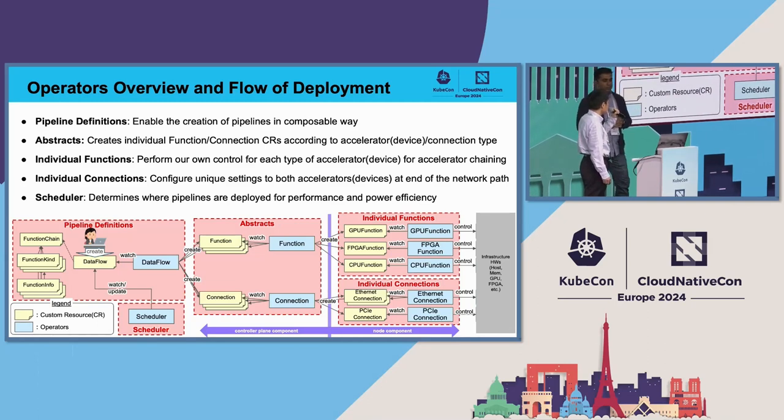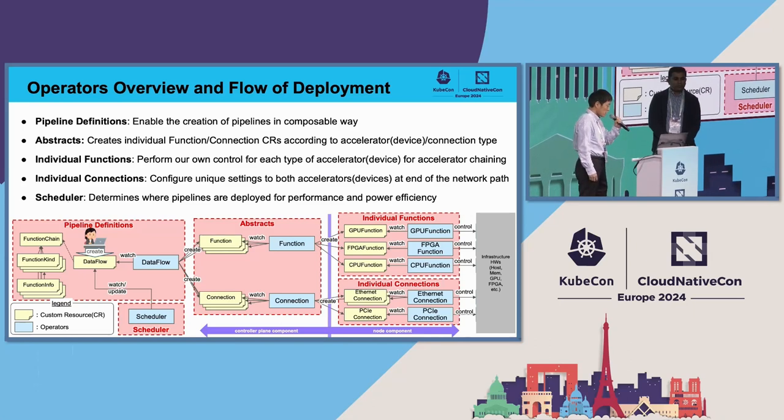The scheduler determines on which accelerator each data processing module is deployed. And the scheduler also determines the connection type for each connection. Then the data flow operator breaks down this data flow CR into the function CRs and connection CRs. And then function CRs are created. The function operator creates each type of individual function CRs according to the accelerator or device type of the function CR.